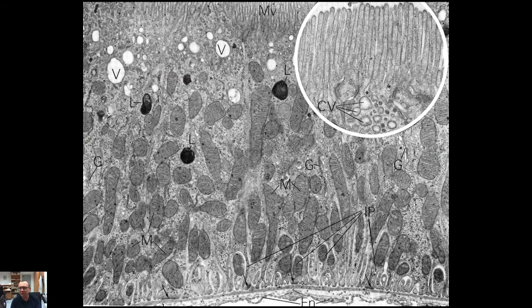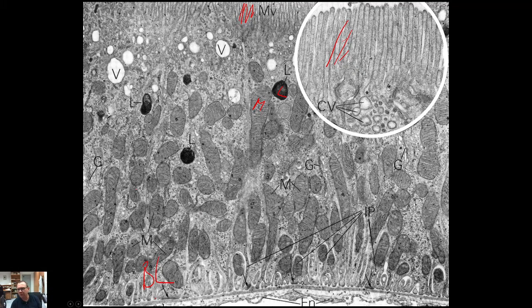This is electron micrograph of the cell from proximal tubule. So microvilli on the apical surface, here is the detail of them. Many mitochondria, many lysosomes, and basal labyrinth.